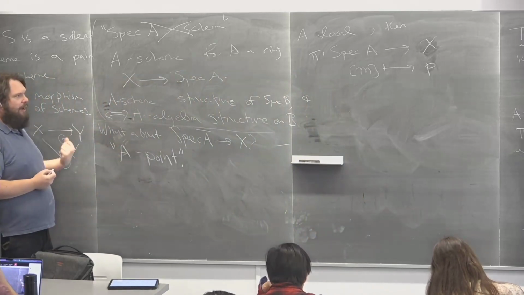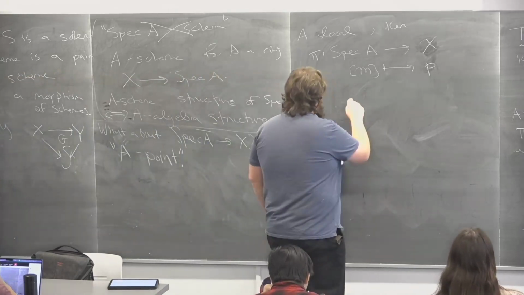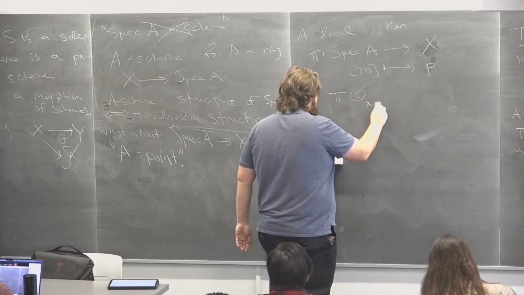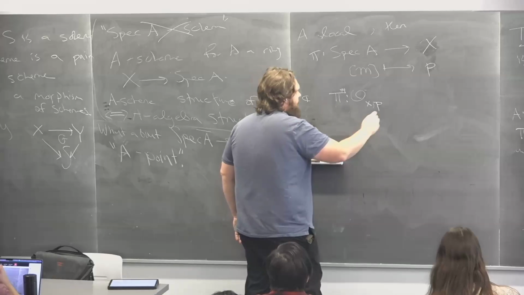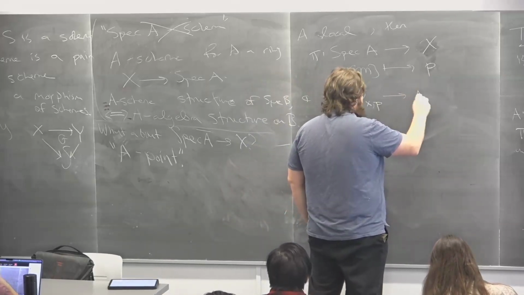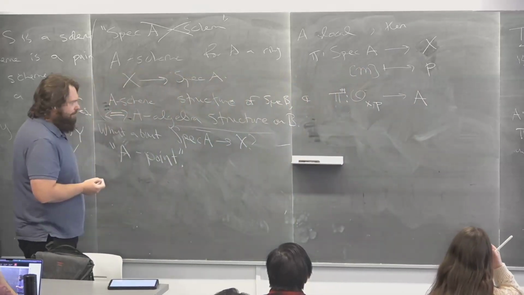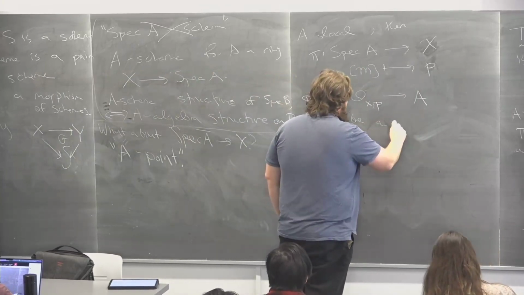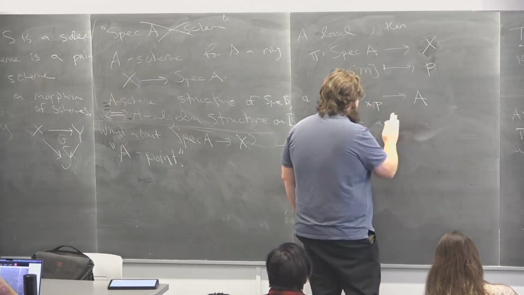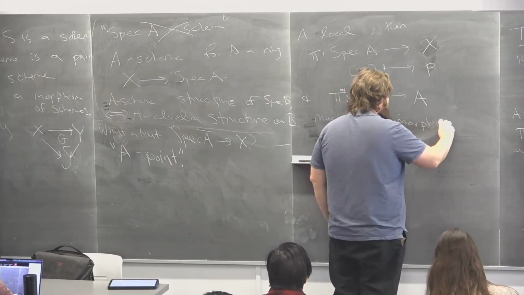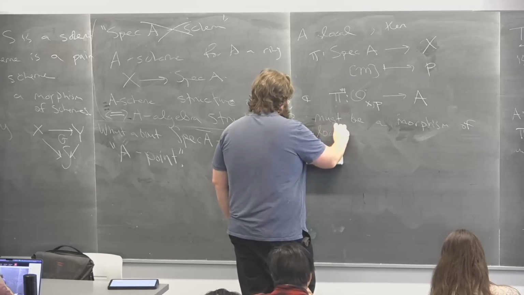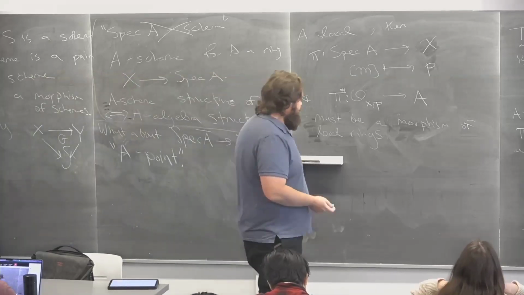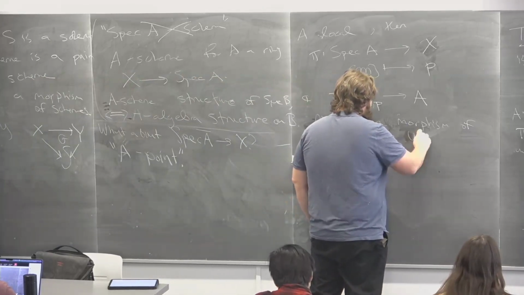So what structure do I need on the structure sheaves? I need a map from the local ring O of X at P to A, right? I need a pullback map. And this must be a local homomorphism, or I should say a morphism of local rings. All right, and it turns out this is all the data you need. There's a unique way to extend this.